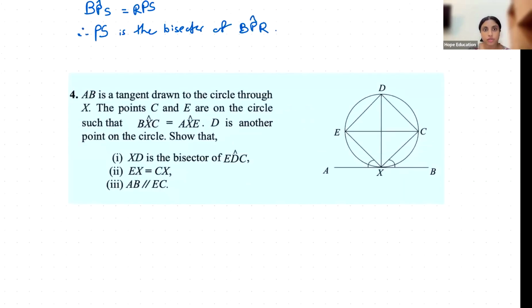AB is a tangent drawn to the circle through X. Okay. AB is a tangent drawn through X. The points C and E are on the circle such that BXC is equal to AXE.